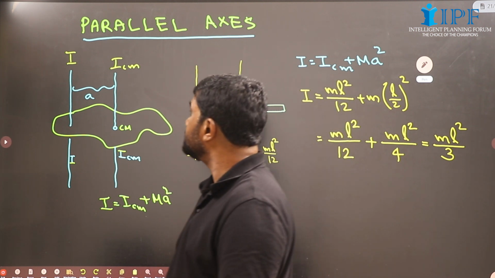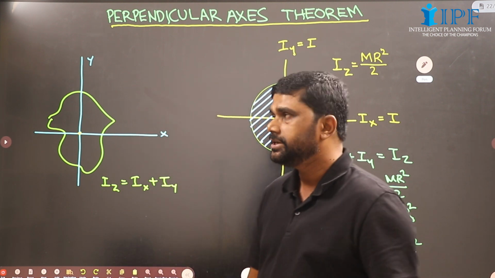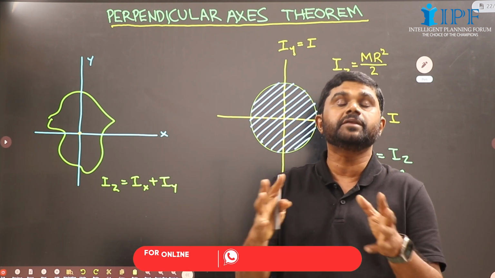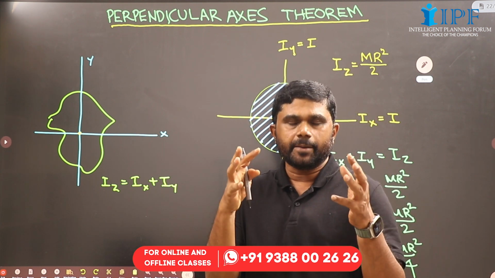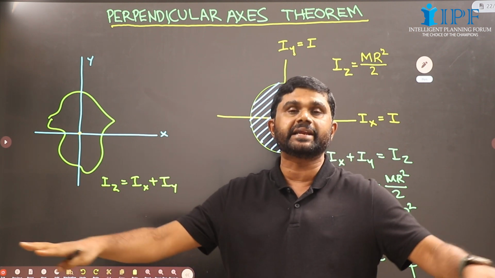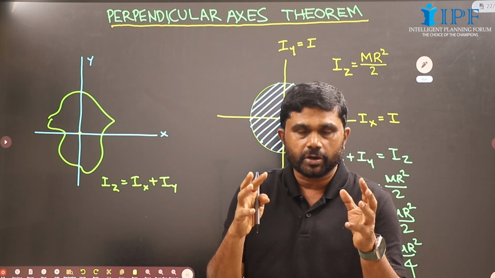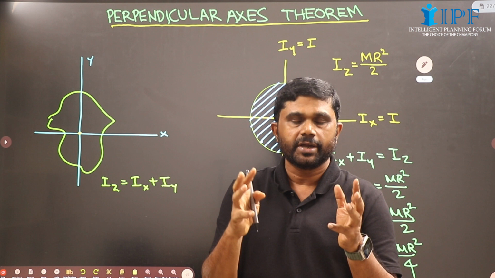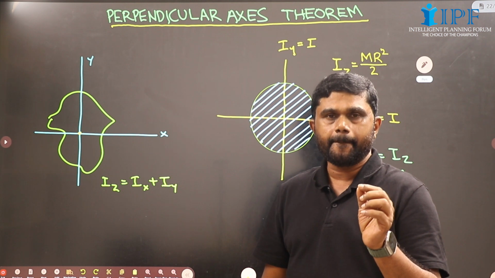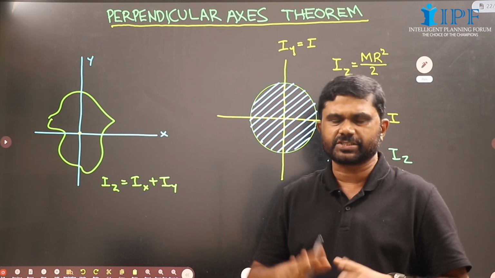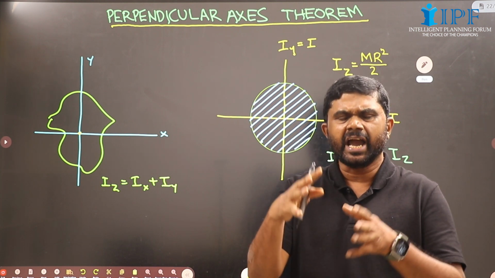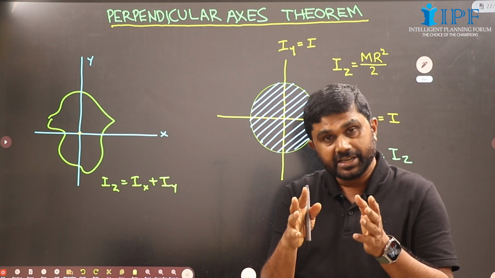Now, in moment of inertia we have one more theorem, that is the perpendicular axis theorem. This theorem can be applied only for plane bodies. It can be applied for a ring, a disc, or any plane lamina, but it cannot be applied for a sphere or a cylinder. It can be applied only for plane bodies. Now suppose the body lies in the xy plane, then the x and y axes are perpendicular to each other and they lie in the plane of the body.